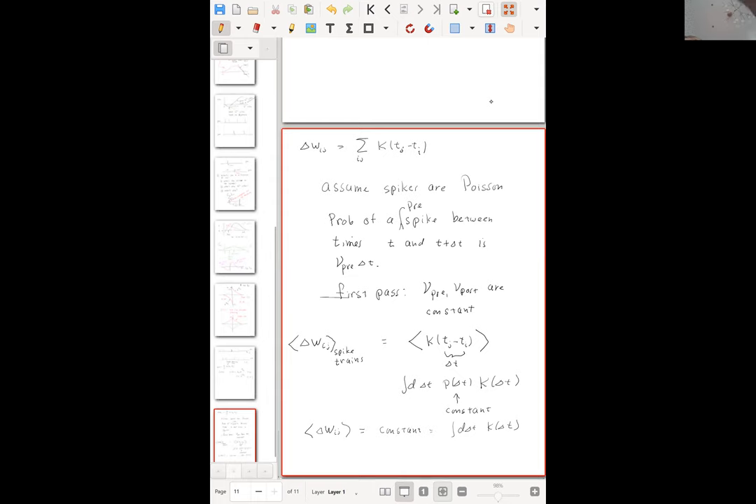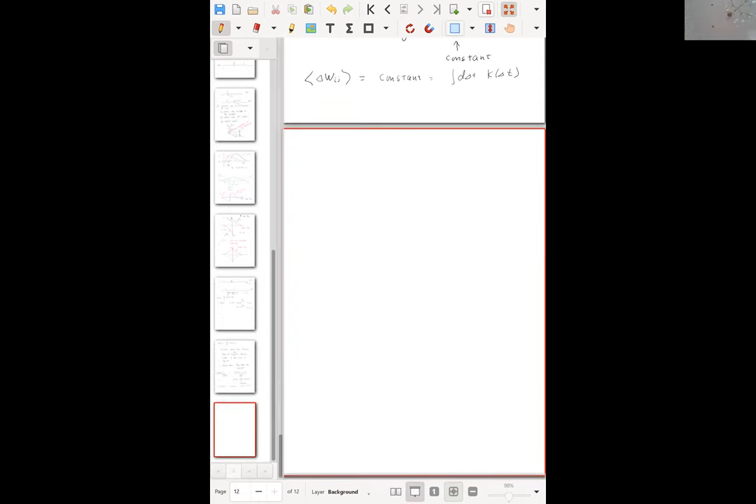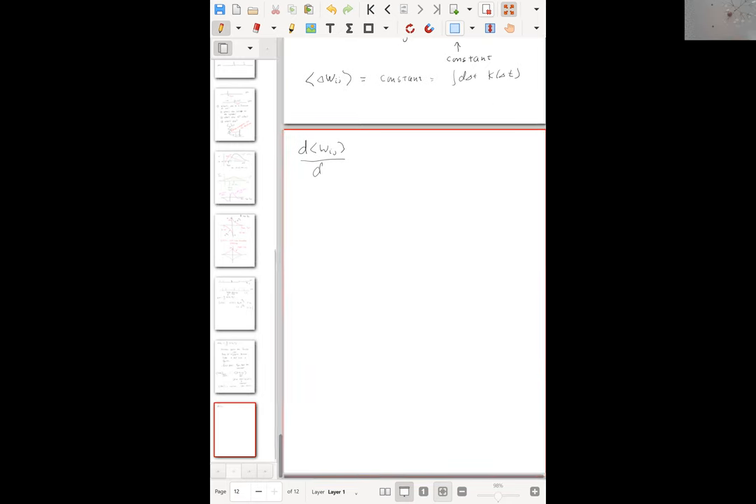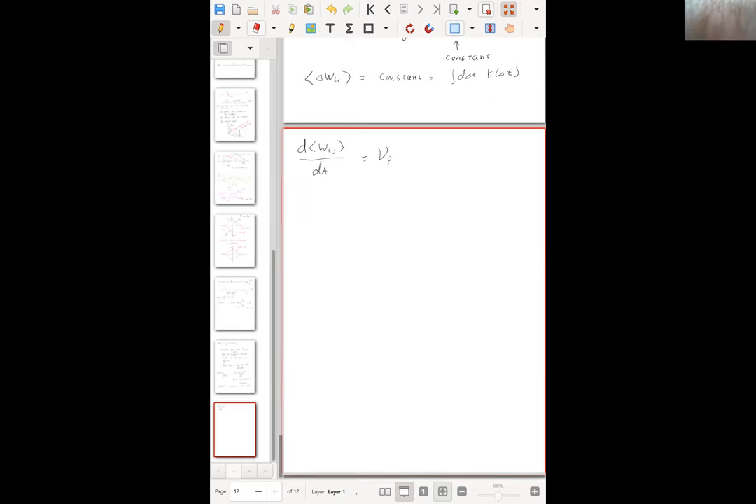And it turns out, I mean, this isn't so important, but we can write that the average value of the time derivative of W_ij is equal to nu pre times nu post times the integral d delta t of K of delta t. Okay. And so that basically means the weight just keeps increasing or keeps decreasing. It just changes linearly, depending on what you have in here.